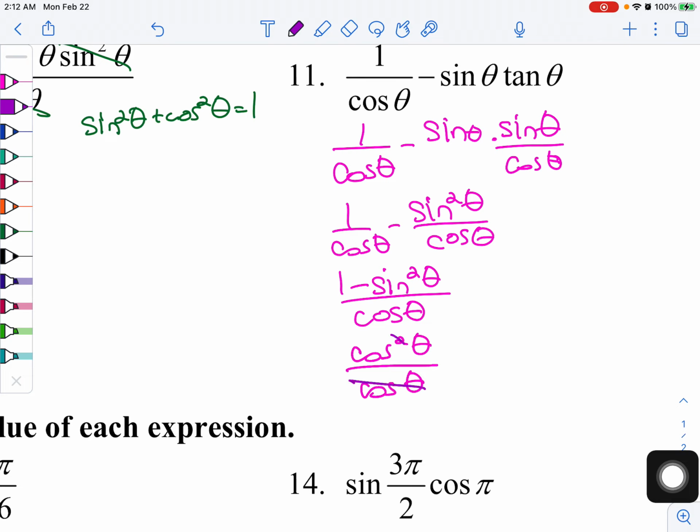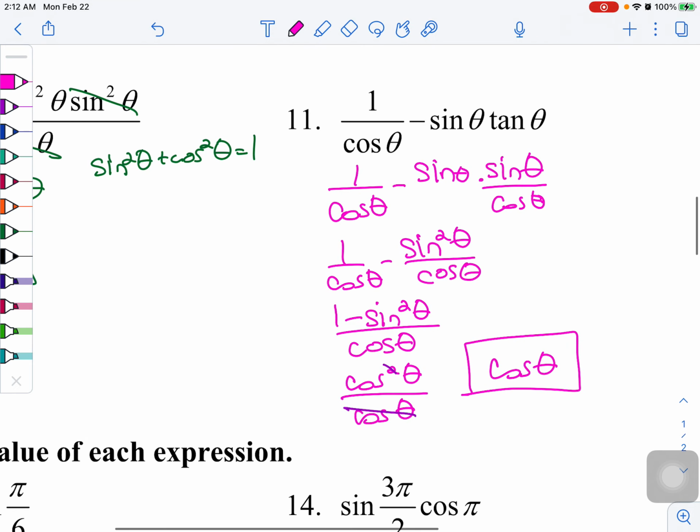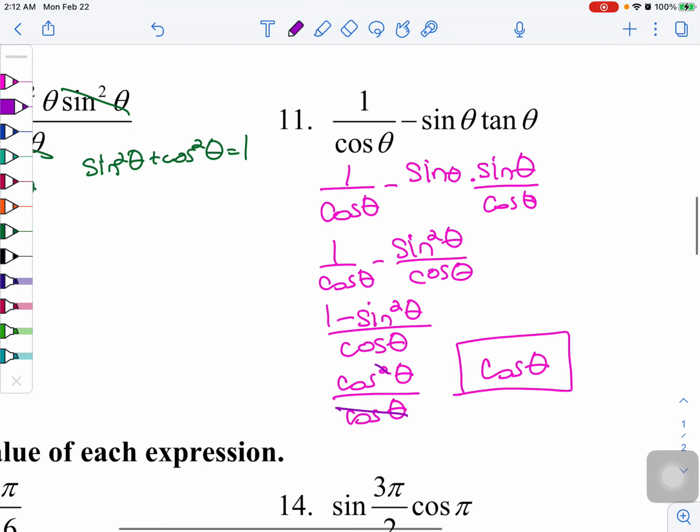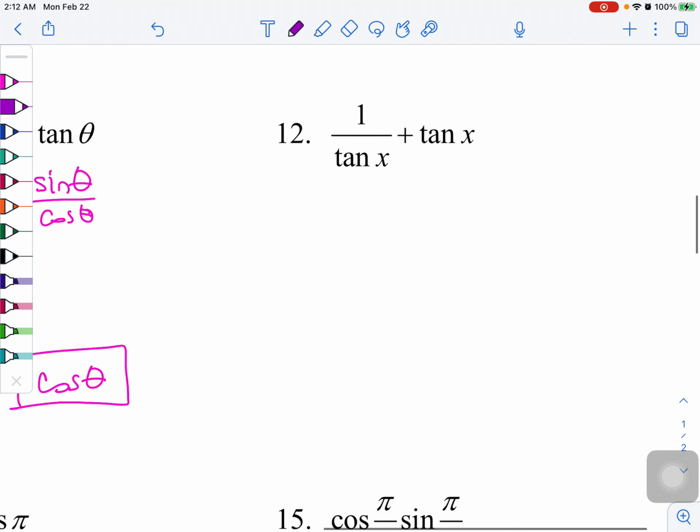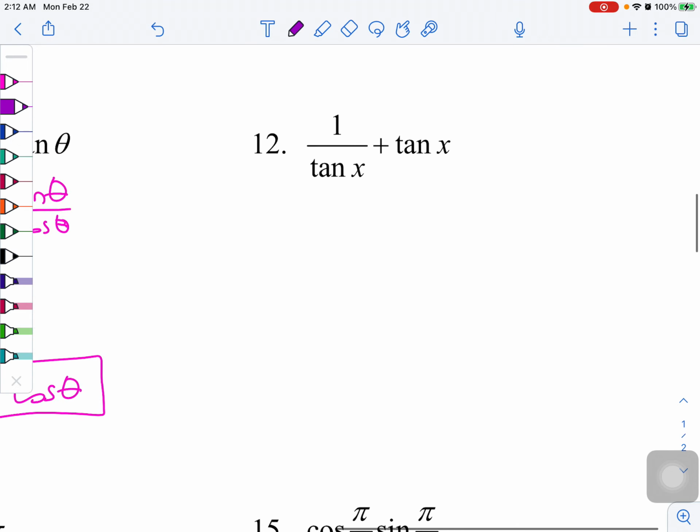So we've got a single cosine theta in the denominator that can cancel out 1 of the cosine thetas in the numerator, which would leave behind just cosine of theta. So obviously, some of these problems take a little bit of time. And the nice part is, in some cases, there's multiple ways to simplify them. You're going to end up with the same answer at the end, but there may be multiple ways to figure it out. All right, last problem for this page is going to be problem number 12.